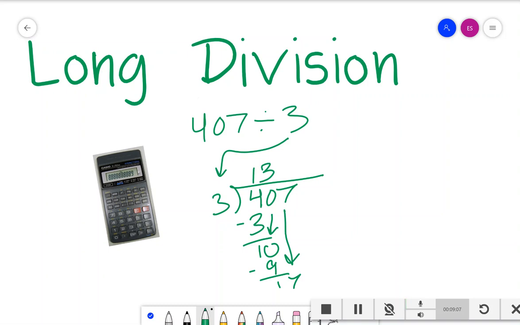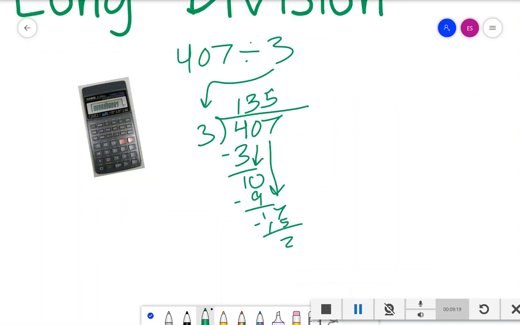How many times does 3 go into 17? Remember, we figured out that it was 5 times. So 5 times 3 is 15, and our remainder is 2. So our final answer, 135, remainder 2. See, that was a lot easier than drawing 407 and then grouping it into 3s and counting.